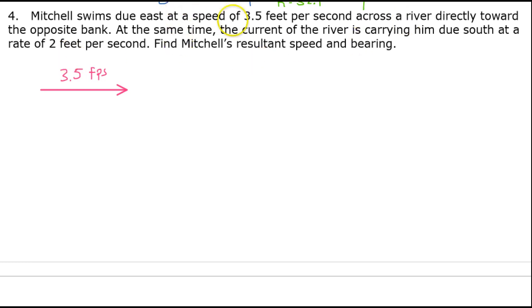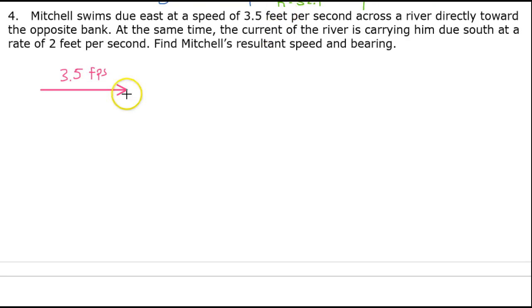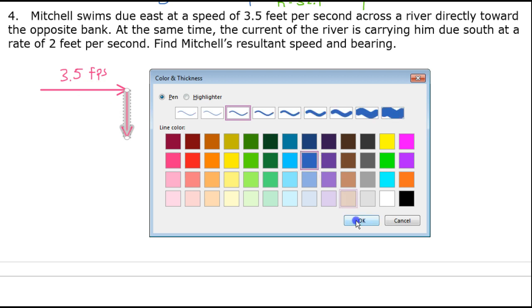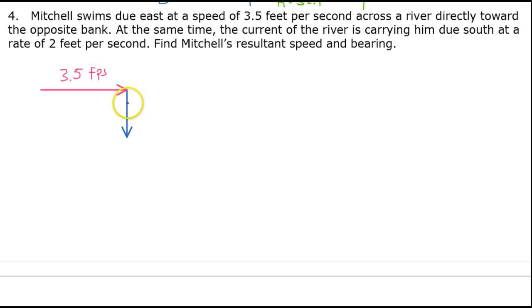Now, at the same time, the current of the river is carrying him due south at a rate of 2 feet per second. So now I'm going to put in a vector representing the speed and direction of the current. I'm going to make this vector a little bit shorter because it's not as fast. Let's make it a different color. And this is representing the 2 feet per second speed of the current due south.